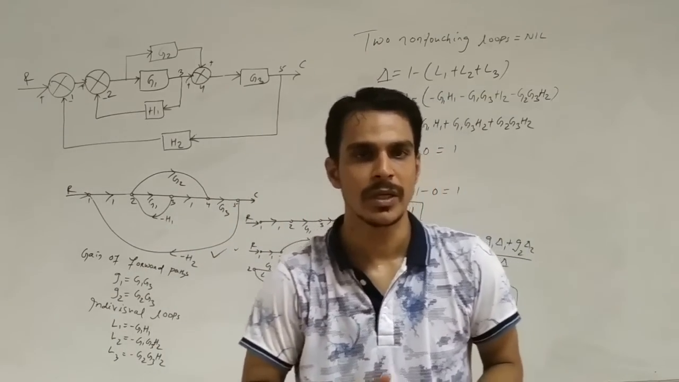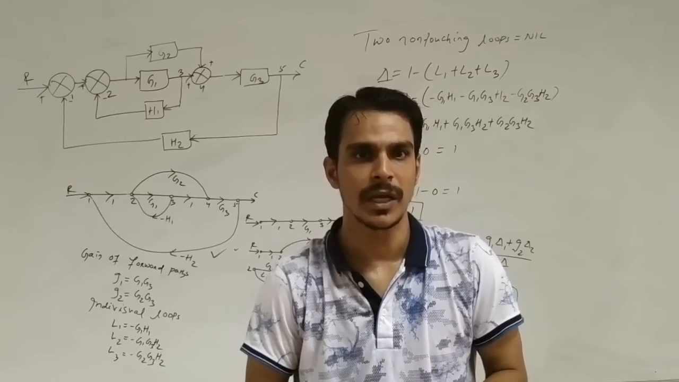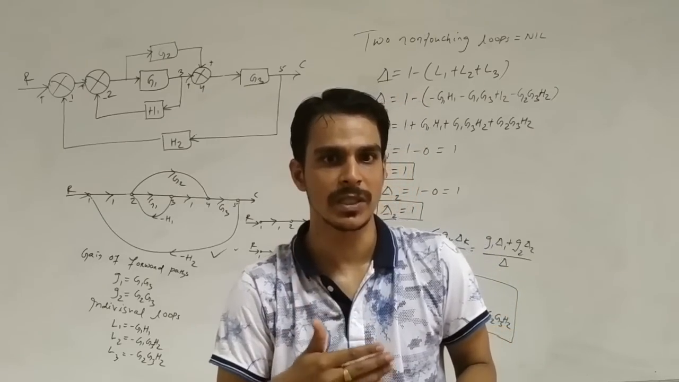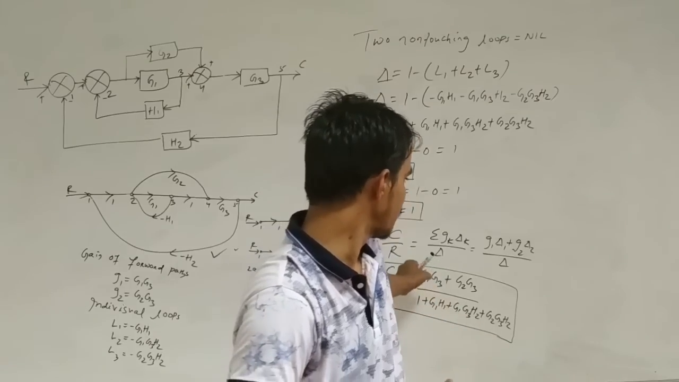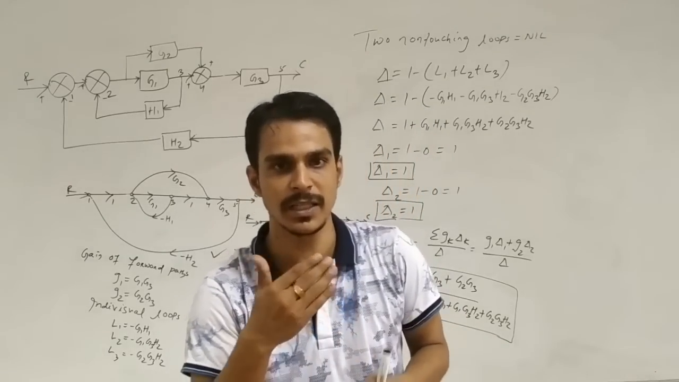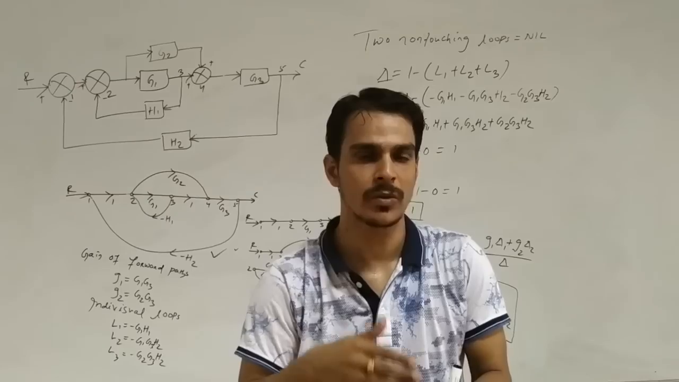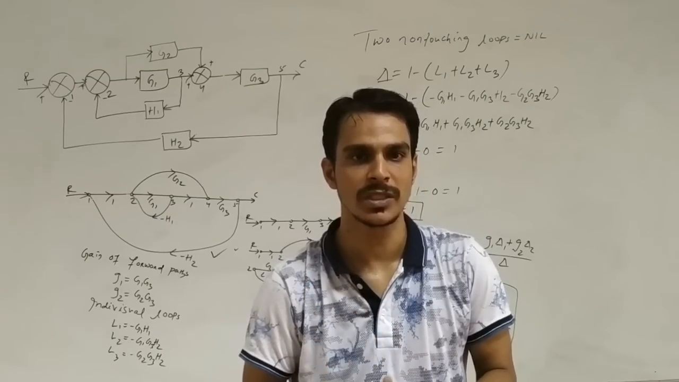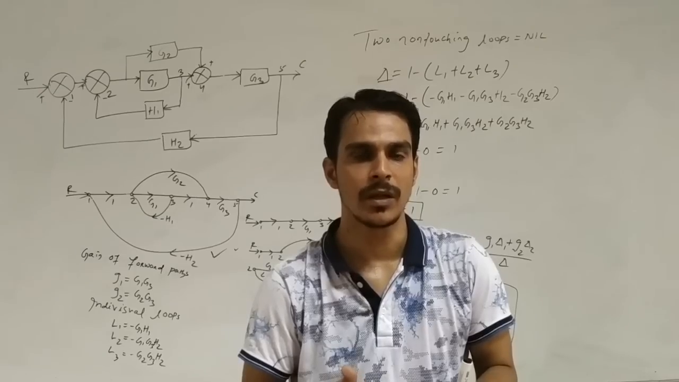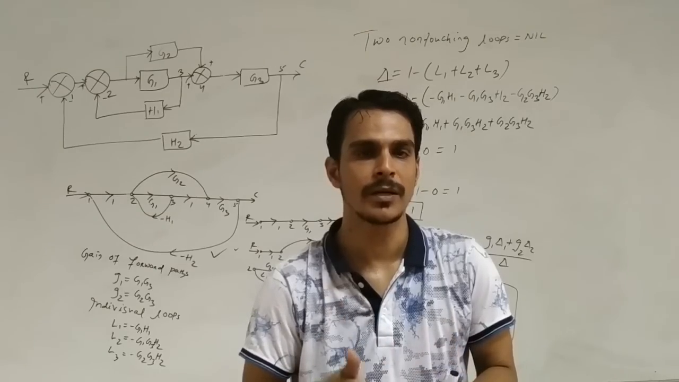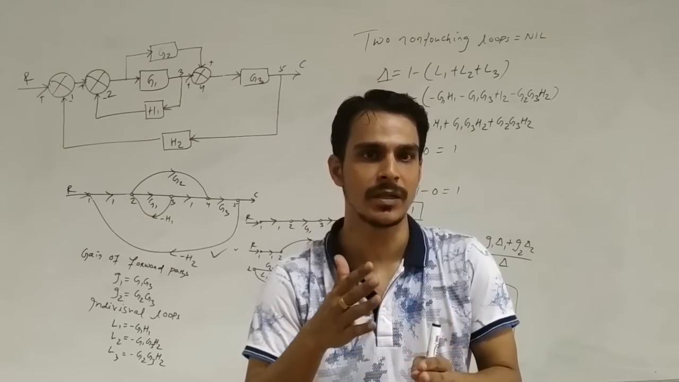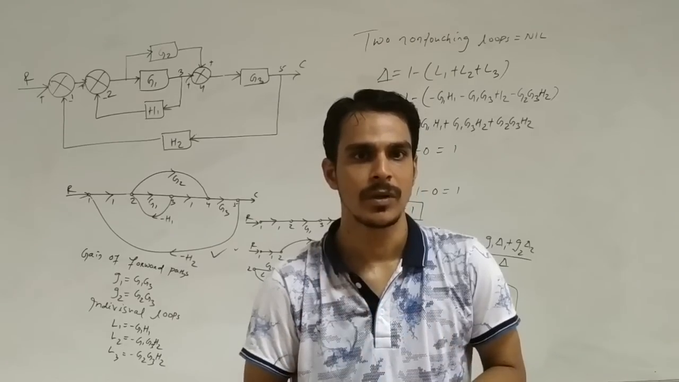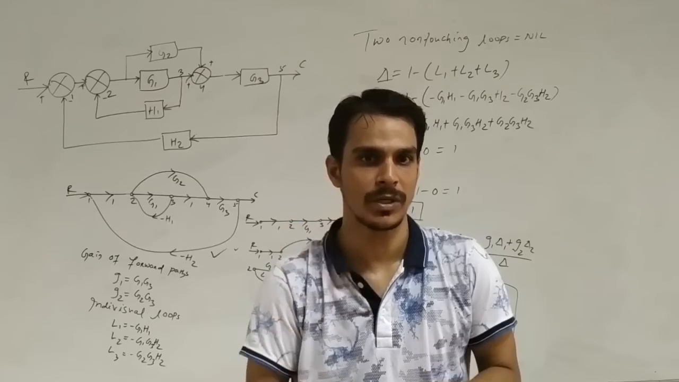Okay, in this way any complicated system can be converted into a signal flow graph, and with the help of the signal flow graph, by applying Mason's Gain formula, we can solve any signal flow graph easily. Okay, so this is an easy way of solving a signal flow graph, and it is very easy to find the transfer function of any system instead of applying the block diagram reduction technique.